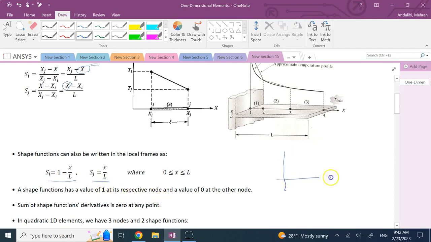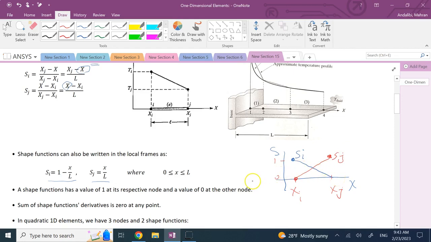So we learned that, for example, if this is x and this is s in general, for this linear case, if this is 1 and this is 0 and this is x of i and this is x of j, we learned that one of these shape functions goes like this, and the other one goes like this basically. So this blue one is Si and the red one is Sj. Each one is 1 at its own node and 0 at the other node.